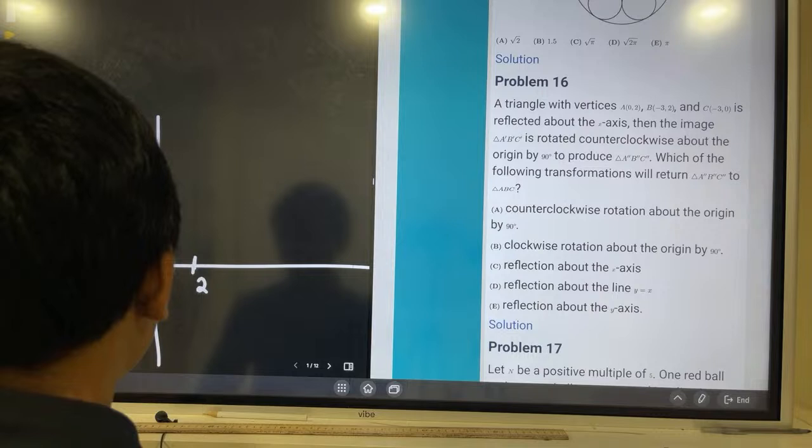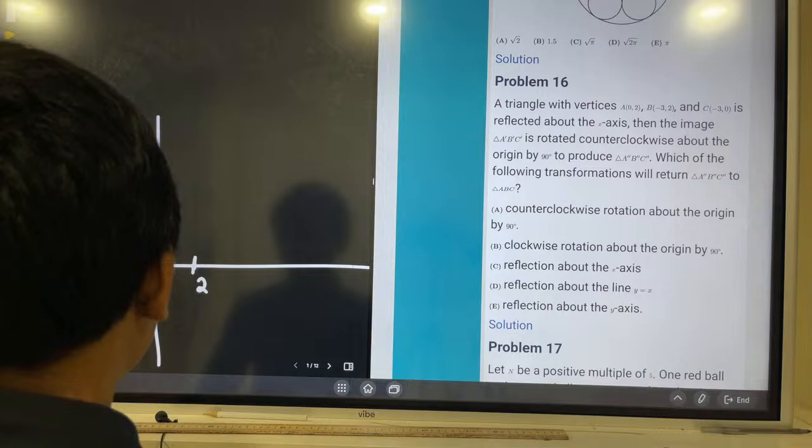Would reflection about y equals x work? Yeah, probably. I can see it. Yeah, and reflection about the y-axis would just put it here. I'm gonna say reflection about the line y equals x. There's no rotation that is gonna change its mirroring. So D. We still haven't gotten an E.